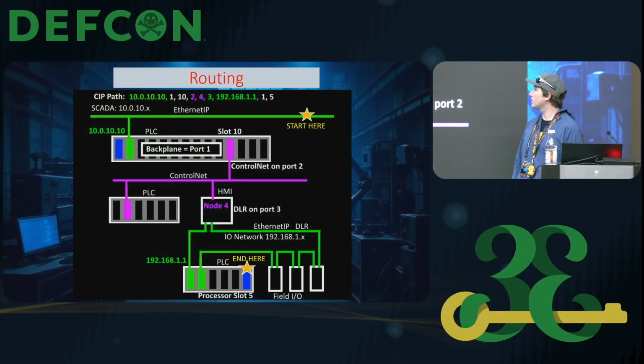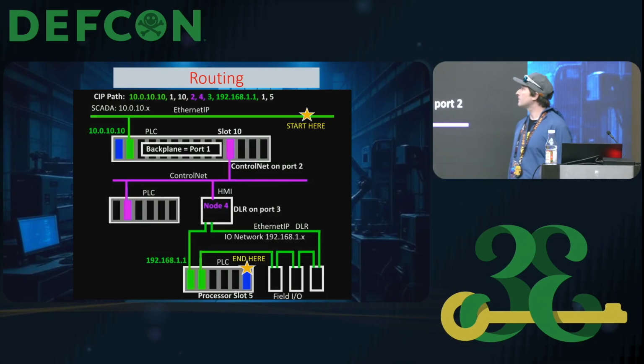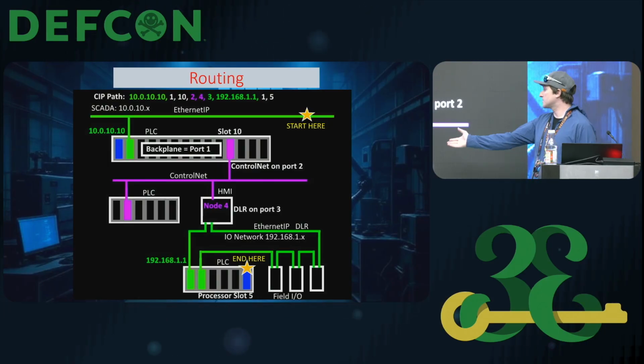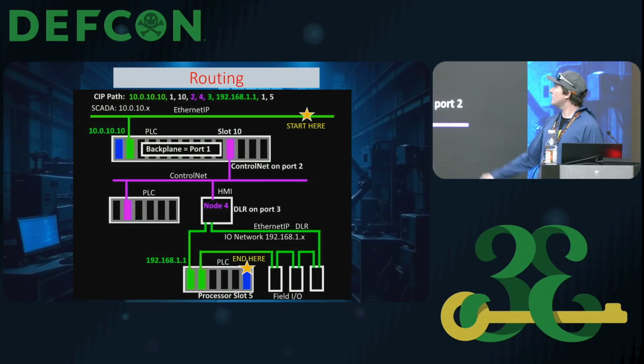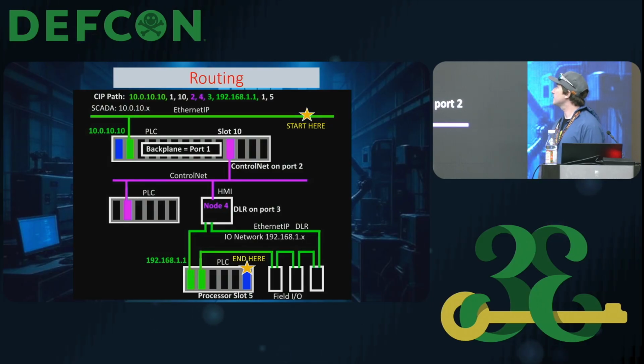From there, I'm going to say go to node 4, which is my HMI down here. From node 4, I'm going to say go out port 3, which is the redundant Ethernet connection on that HMI. And then I'm going to say go to 192.168.1.1. That's my PLC down here at the bottom. That's its Ethernet card. And finally, comma 1 to go to its backplane, comma 5 to go to slot 5.